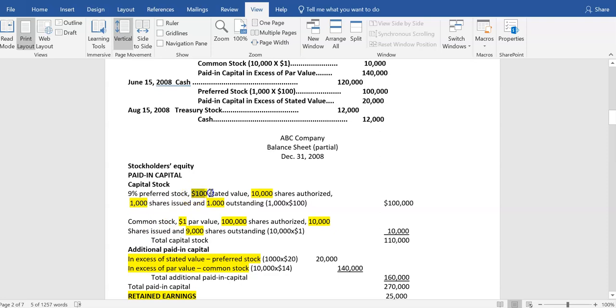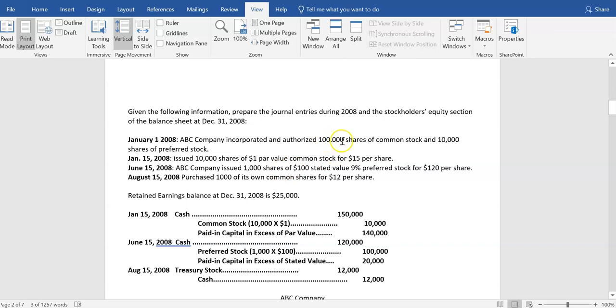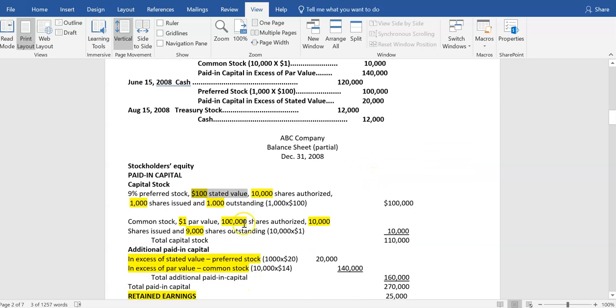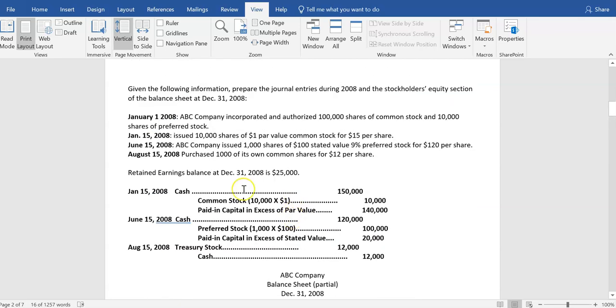It has a $100 stated value, again, just given in the problem. It has been authorized to issue 10,000 shares. 10,000 shares are authorized, and 1,000 shares have been issued. What do I mean by that?